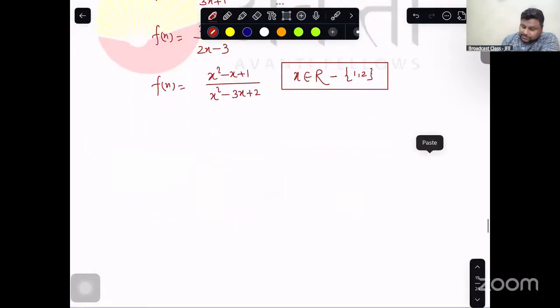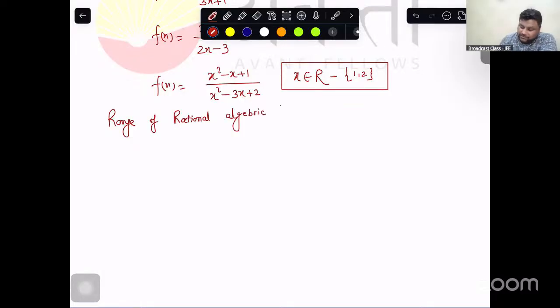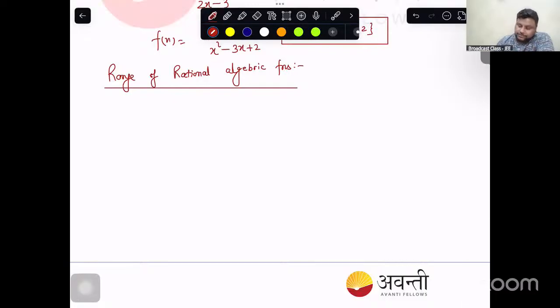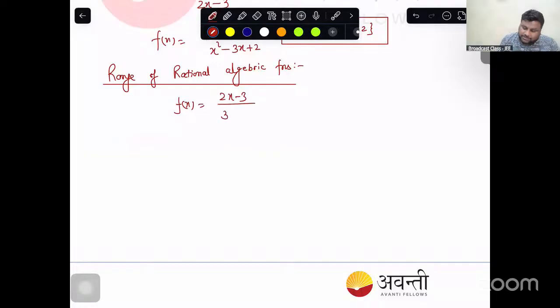Now, let's come to range of rational algebraic functions. So if there is a function f(x) = (2x - 3)/(3x + 1), now how to find their range? So we'll do a step-by-step process.